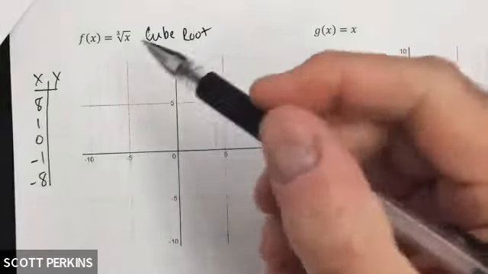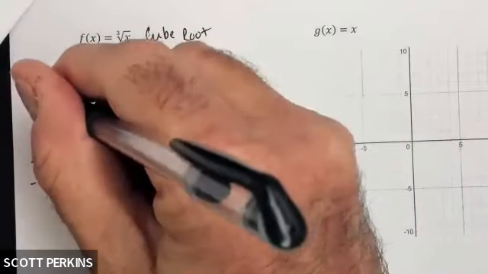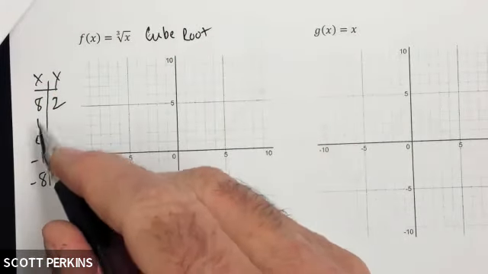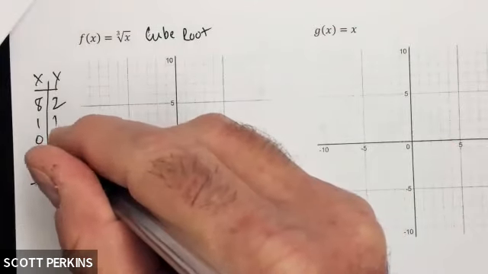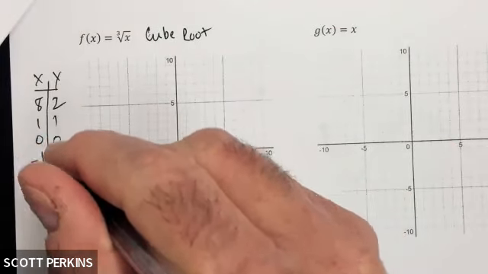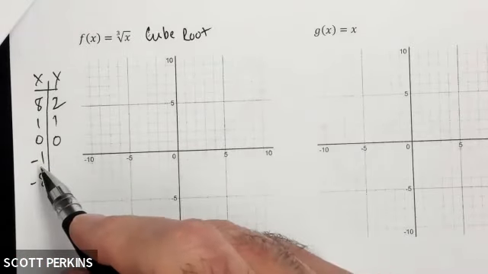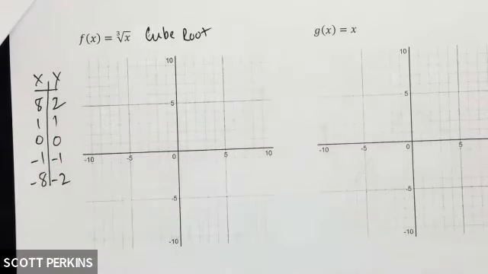So if you need your calculator, go for it. Or if you know what times itself 3 times gives you 8, and the answer is 2. And what times itself 3 times gives you 1. Whoops. What times itself 3 times gives you 0? That's 0. You don't have to worry about it. Thank you for looking, though. What times itself 3 times gives you -1, and then finally -8. And there's my cube root values.